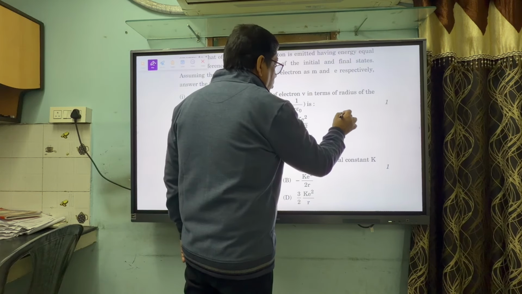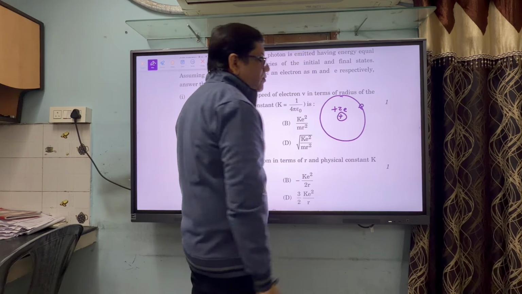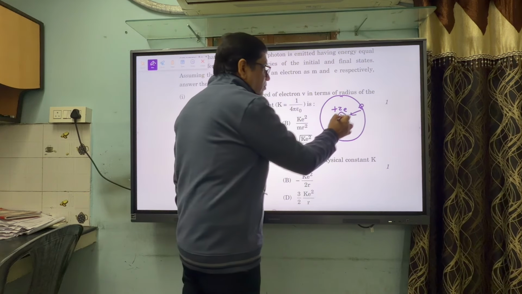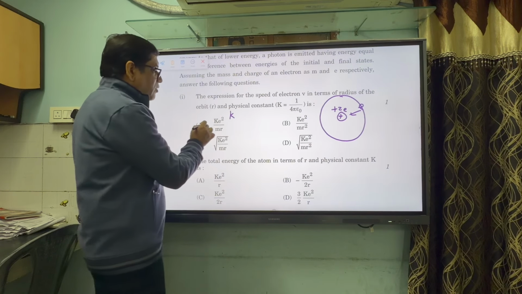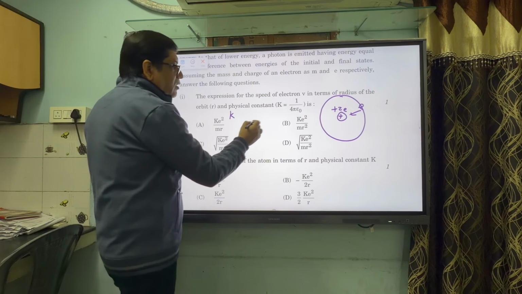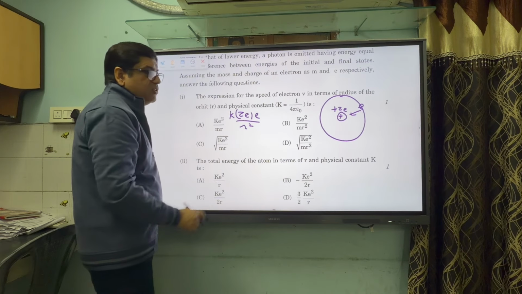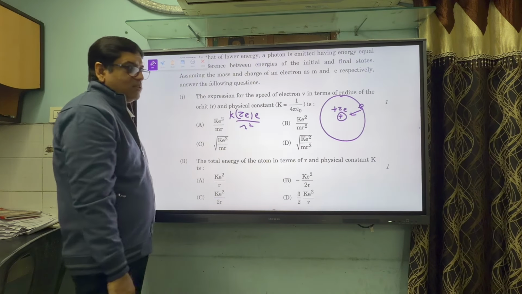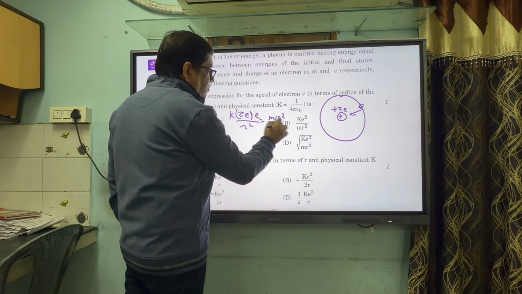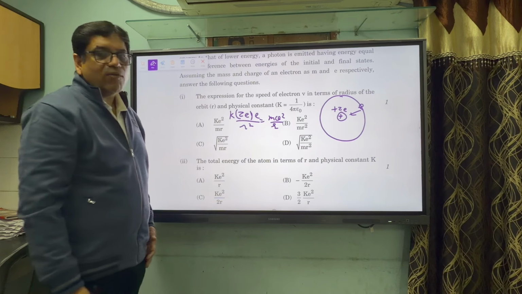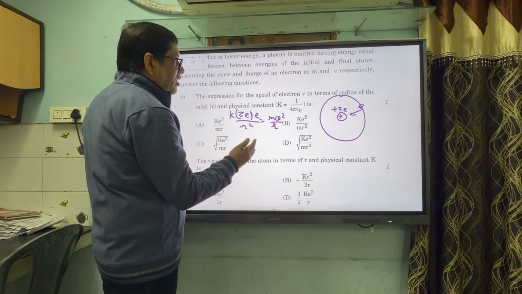In hydrogen atom there is a nucleus and there is an electron. The nucleus charge is plus Z. The nucleus is attracting the electron. What is the force on the electron? K, K means 1 by 4 pi epsilon naught, Q1 Q2, Z E E divided by R, charge on nucleus, charge on electron divided by distance squared. This force acts as centripetal force. The force the nucleus is applying is working as the centripetal force. So we have to find the value of v in terms of r.